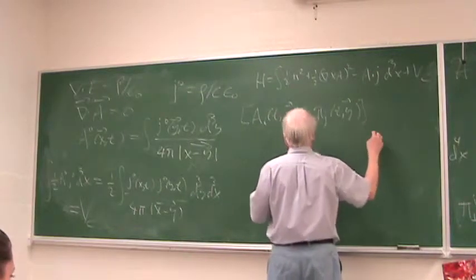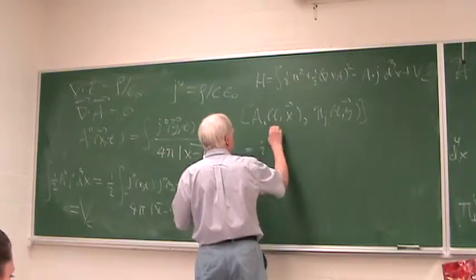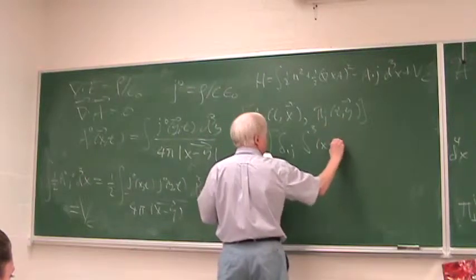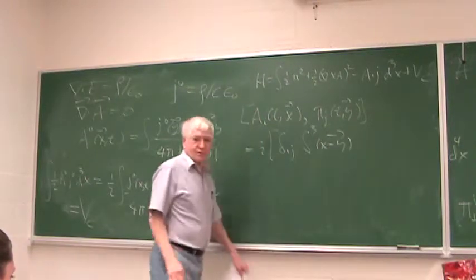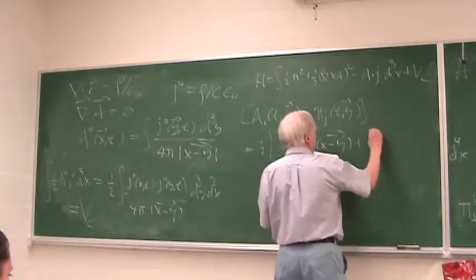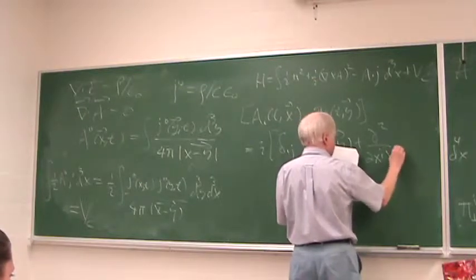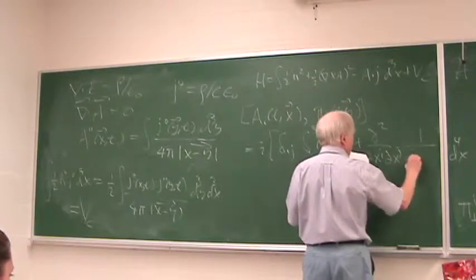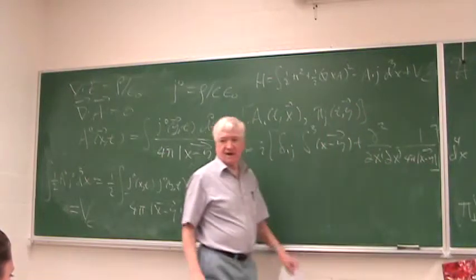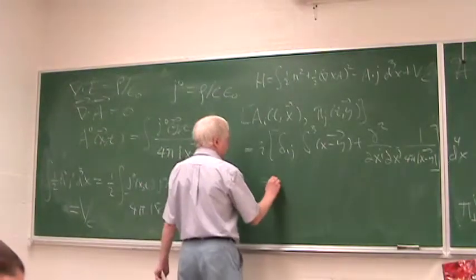Okay, so what is this commutator? Well, these are both transverse fields, so instead of being simply delta ij delta q of x minus y, which would make our lives simple, there's an extra term: partial q, partial xi, partial xj of 1 over 4 pi |x minus y|. So this is also sometimes called the transverse delta function.